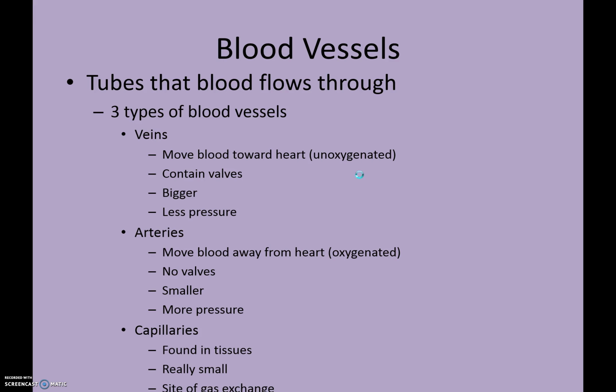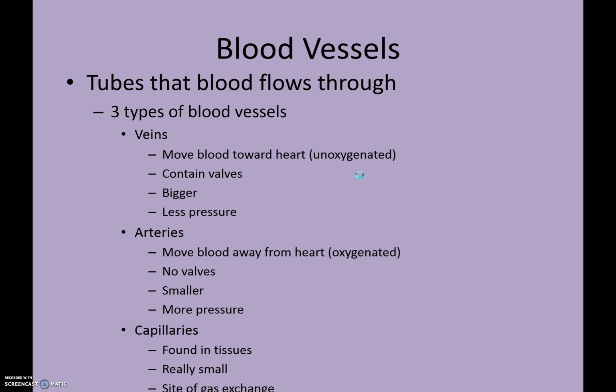Now, in terms of the blood vessels, the tubes that the blood flows through, there are three types: veins, arteries, and capillaries. We notice that the veins, as I mentioned, move blood toward the heart. So when I told you, veins take blood to the heart. And for all intents and purposes, the blood that goes to the heart is unoxygenated. However, there is one exception. The pulmonary vein that brings the blood from the lungs to the heart is the only vein in the body that carries oxygenated blood. Let me repeat that.